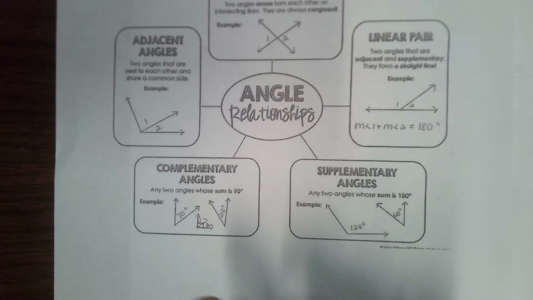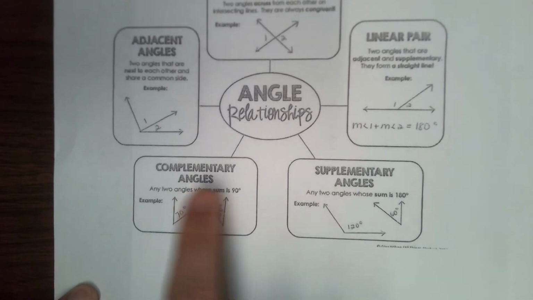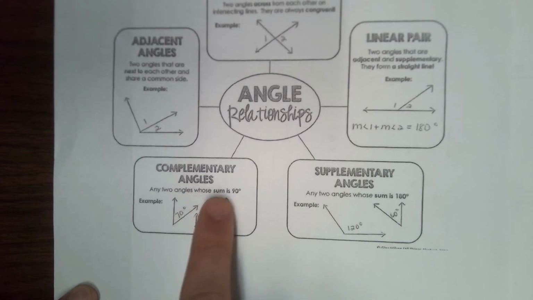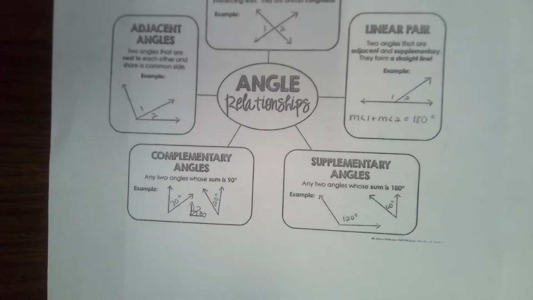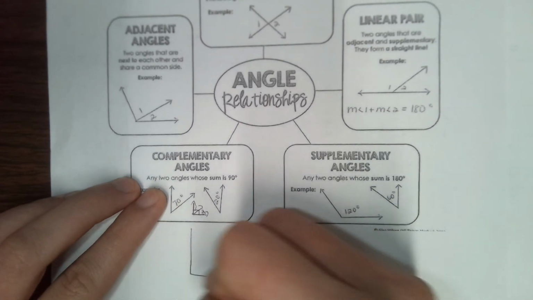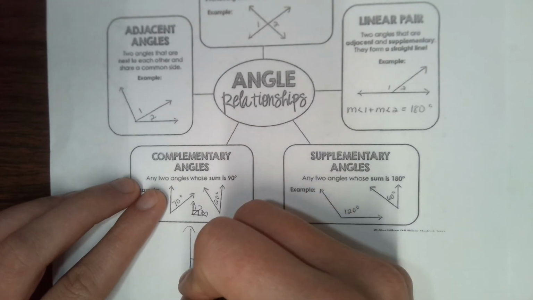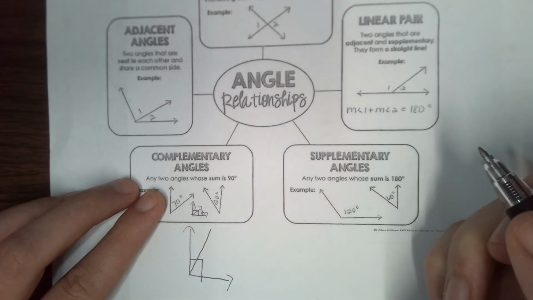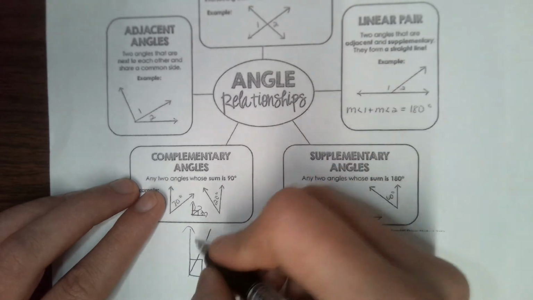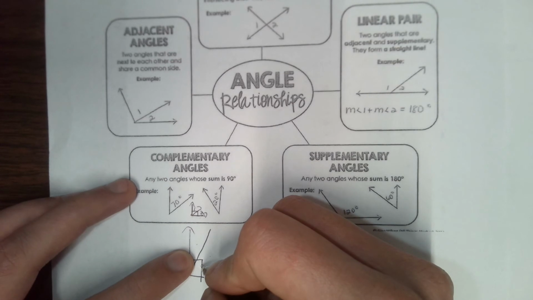Hello everyone, so today we're going to find angle measures and we're going to use complementary angles and supplementary angles. Complementary angles are any two angles whose sum is 90, and just like in this picture here, they're in a right angle. So here's a right angle, and this angle is going to be split into two pieces. So this angle and this angle are complementary because they form a right angle.